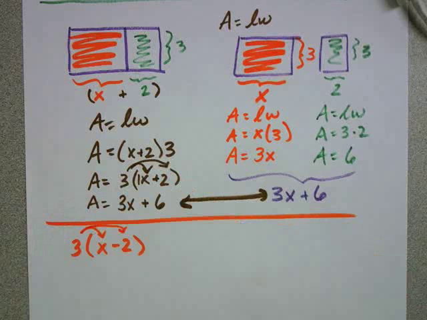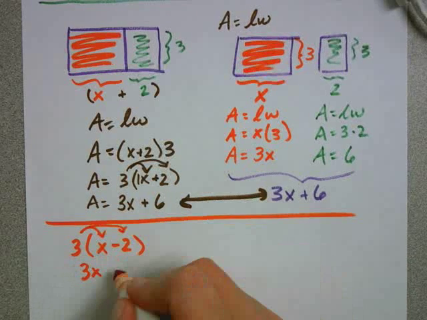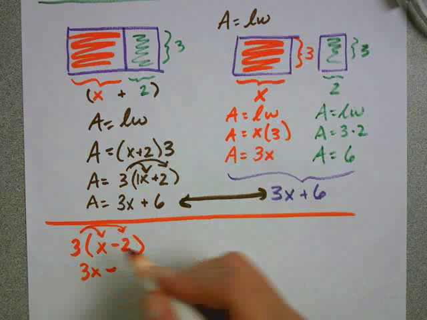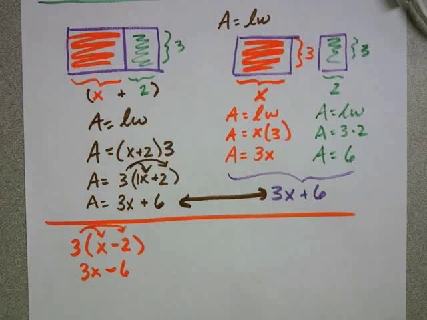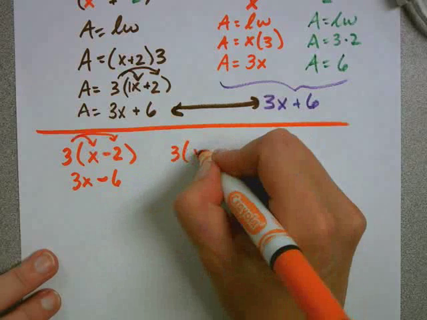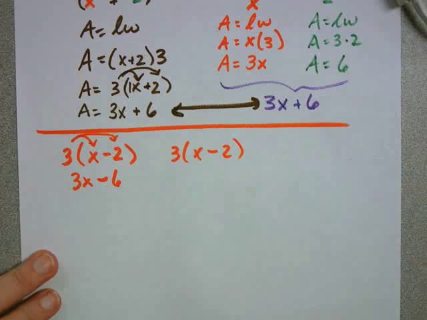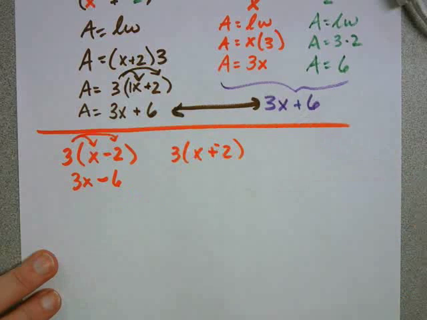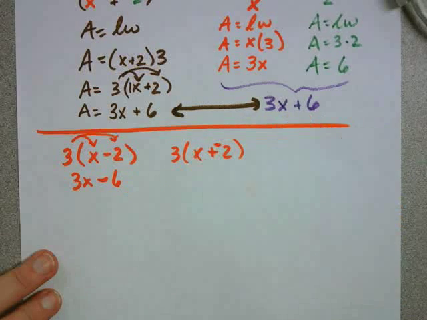Well, I'm going to distribute. So 3 times x is 3x. The minus sign comes down, and 3 times 2 is 6. If you say to me, but I thought last year they said make minus adding a negative. Okay, make minus adding a negative. So I made it plus a negative 2.